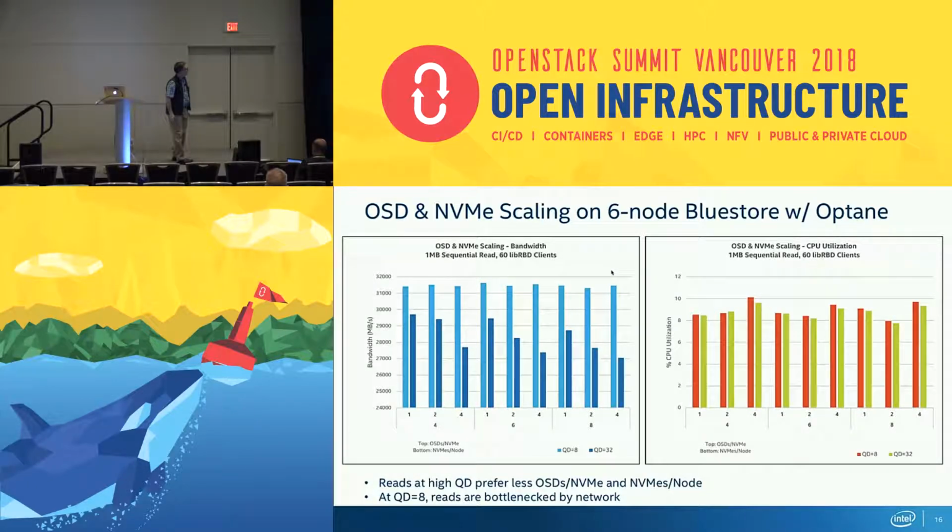Now on our large block sequential at high Q depths, fewer OSDs and fewer NVMes do better. That makes sense if you think about what's happening: less concurrency, more serialized I/O, so more devices aren't really going to help you in that case, which is pretty much what we expect. And at Q depth of 8, once your Q depth starts to go up, your network starts to impact you. At some point, you're going to move the bottleneck somewhere else. So in a setup like this, we're shifting bottlenecks around.